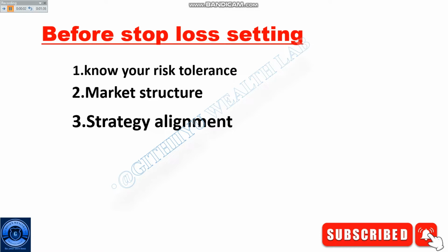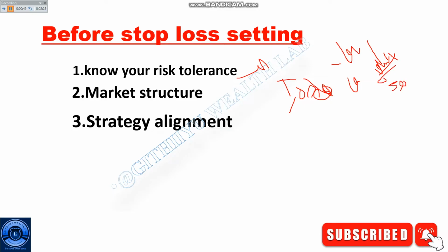So before you set your stop loss, you have to know your risk tolerance. This risk tolerance is how much you are willing to lose. So assuming you have an account of $1,000, this tolerance is how much of this $1,000 you are willing to risk per trade. So maybe what you are willing to lose is $100 or $50. Then the position where you put your stop loss should accommodate that $50 or $100 that you are willing to lose.